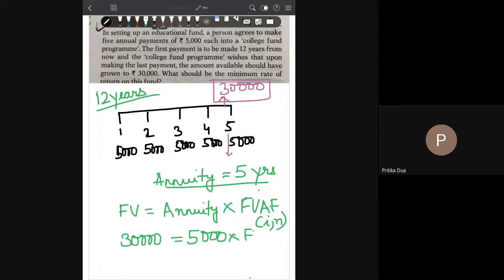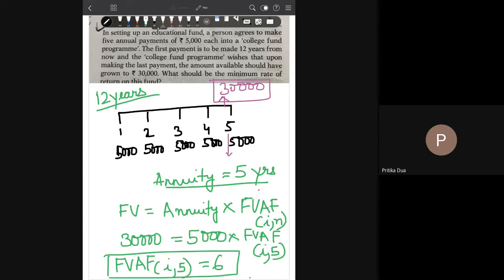I know that the years should be 5, but my missing value is the rate of interest. So FVAF for 5 years comes to 6. Now I will be moving to the future value annuity table.